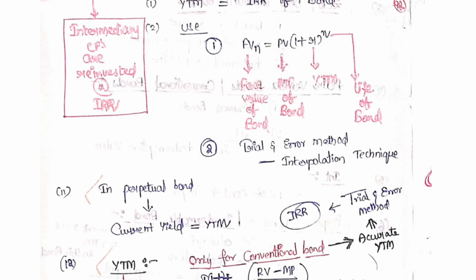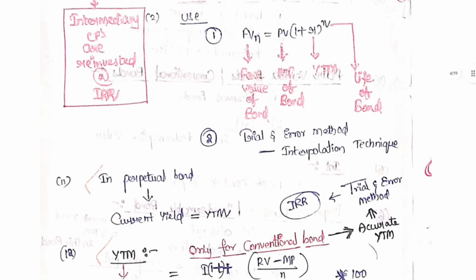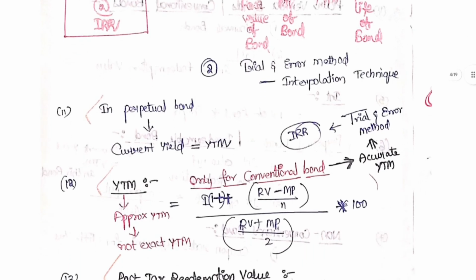A second way of calculating the YTM is the trial and error method. That means the interpolation technique is used. In YTM, intermediate cash flows are reinvested at IRR, internal rate of return. In a perpetual bond, current yield equals YTM.